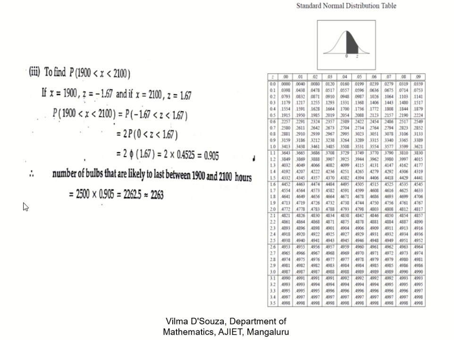0.905. Therefore, what is the number of bulbs that are likely to last between 1900 to 2100? The number of bulbs, that is the total number of bulbs into the probability of x varying from 1900 to 2100, that is 2500 into 0.905, that comes around 2263.